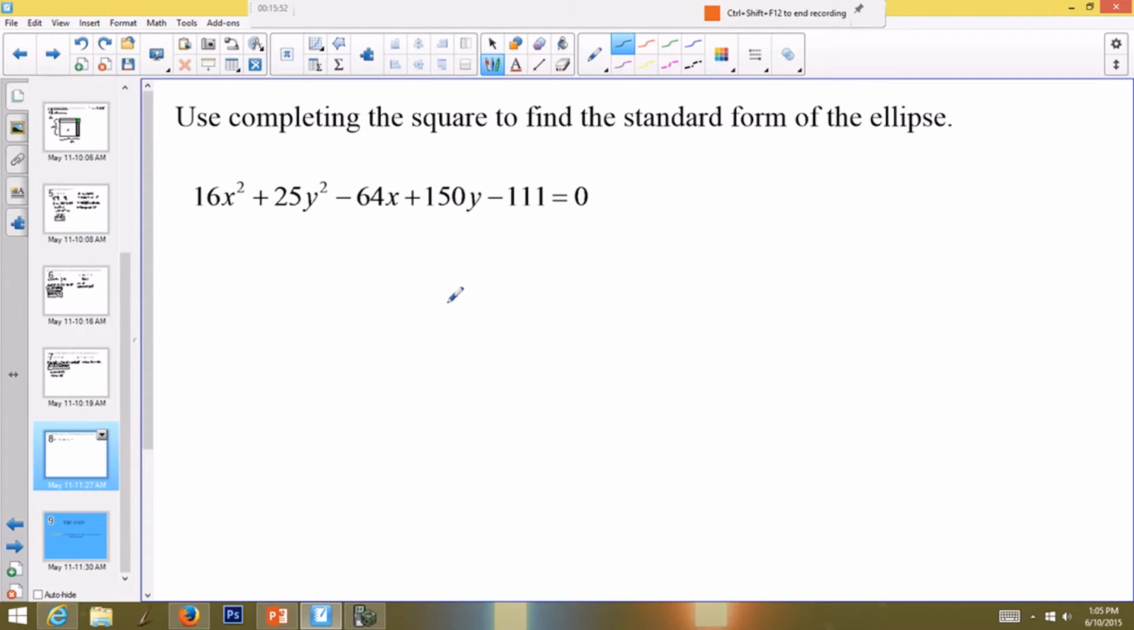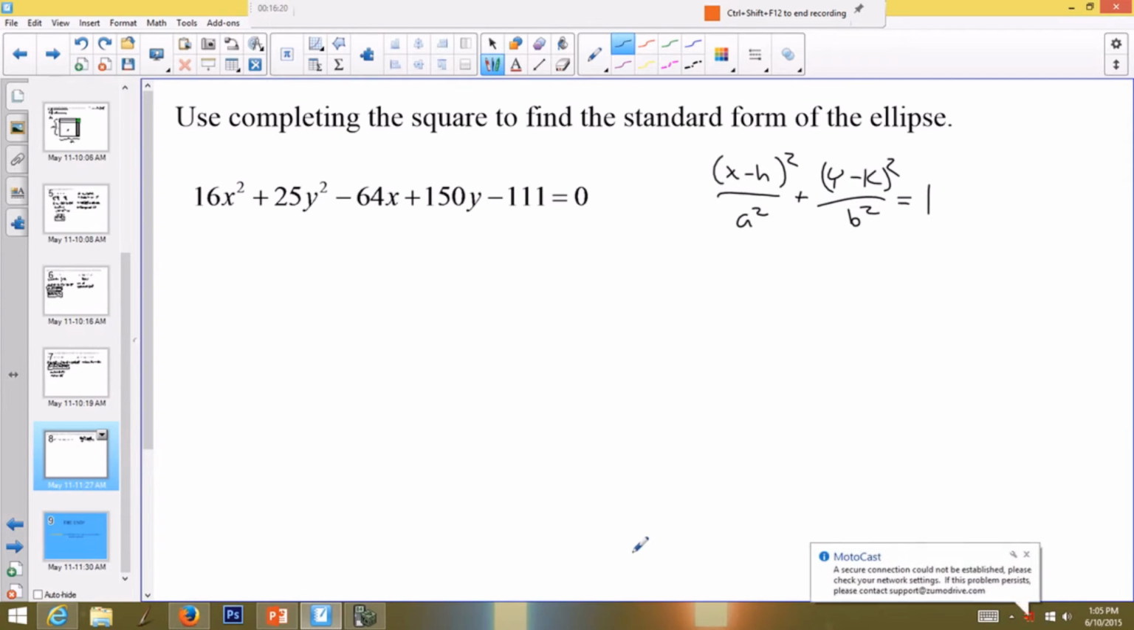I'm going to use completing the square to find the standard form of the ellipse. Well, this is ugly looking. And if you remember, the standard form of the ellipse is going to be (x minus h) squared over a squared plus (y minus k) squared over b squared equals 1. That's what we eventually want to get to.